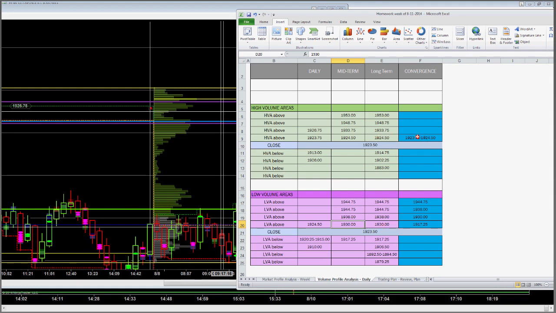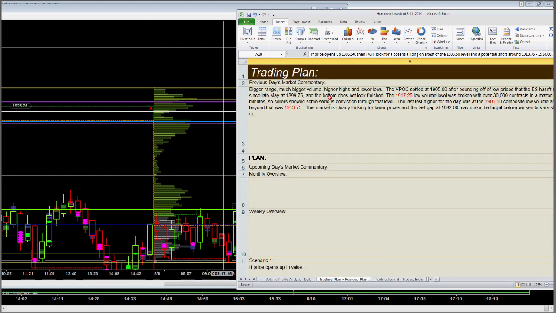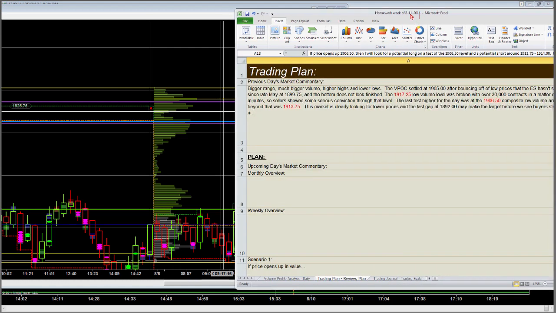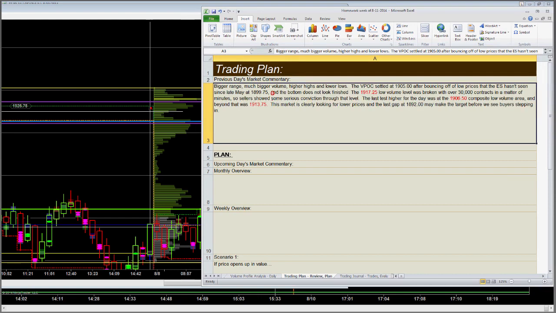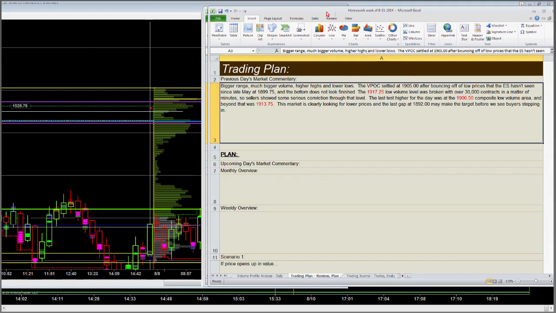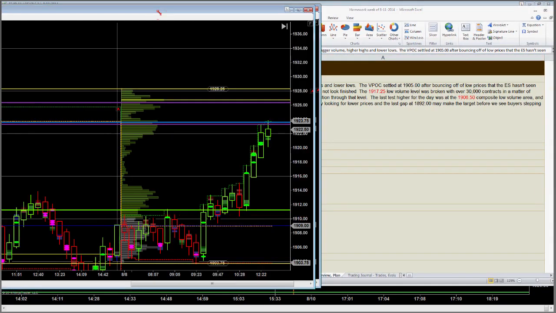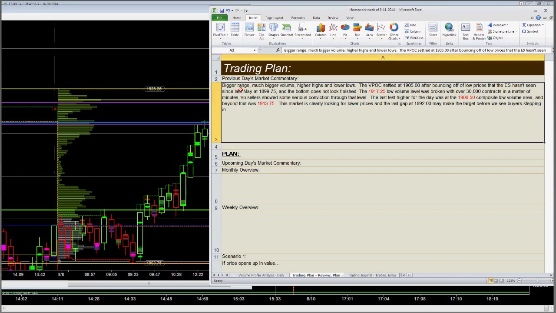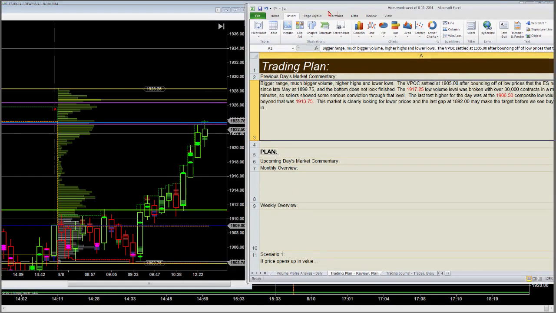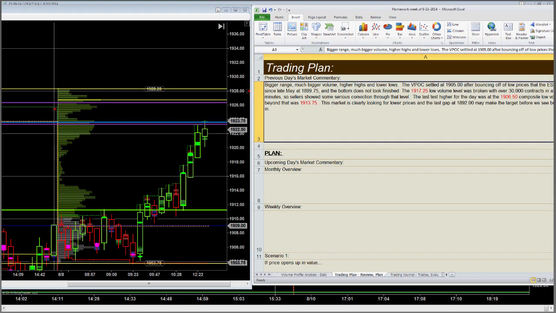So if I get acceptance up around this area, I'm expecting a test to 30 where I might look for a short. So now that I have all this data, I can go back to my trading plan, and the first thing I do is give a commentary for Friday. And this is my read on Friday. And this is what starts my trade plan.